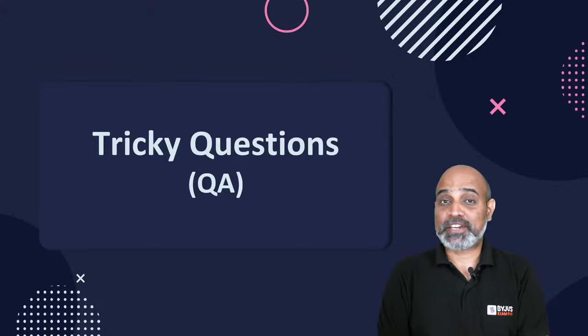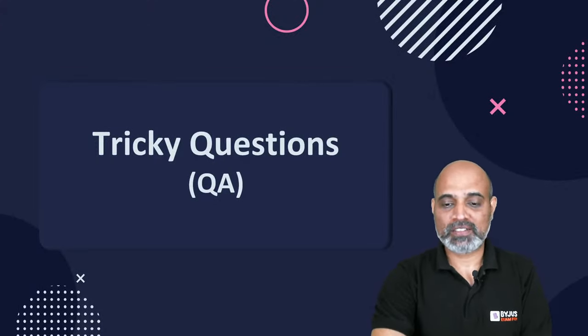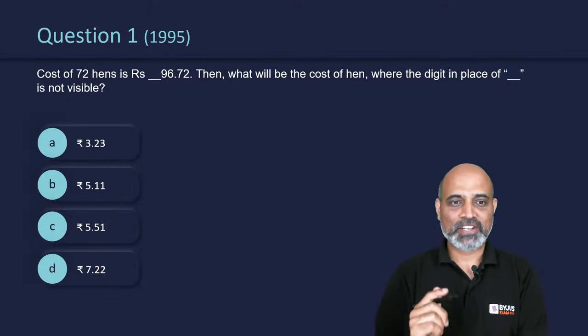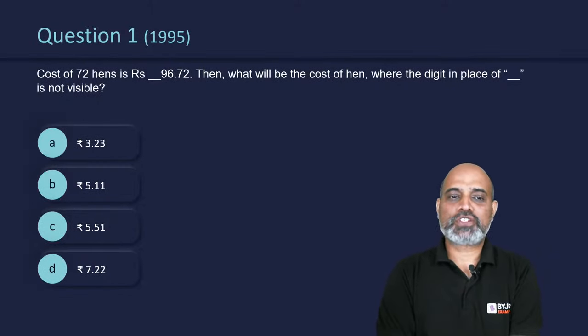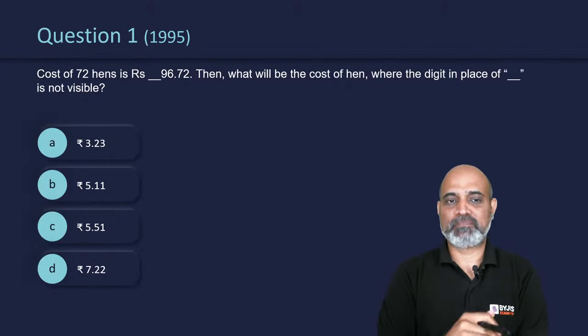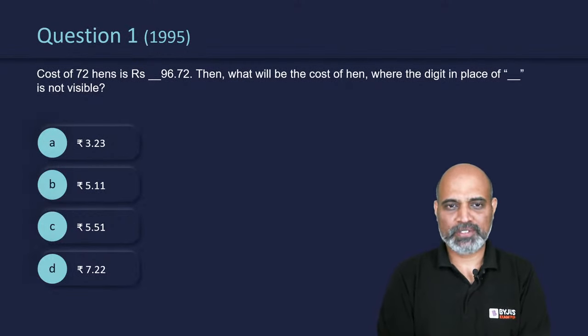We'll be looking at tricky questions for QA, and this is part 2 of the series. Part 1 happened a couple of days ago. So, the cost of 72 hens is rupees blank 96.72. Then what will be the cost of a hen, where the digit in place of the blank is not visible?